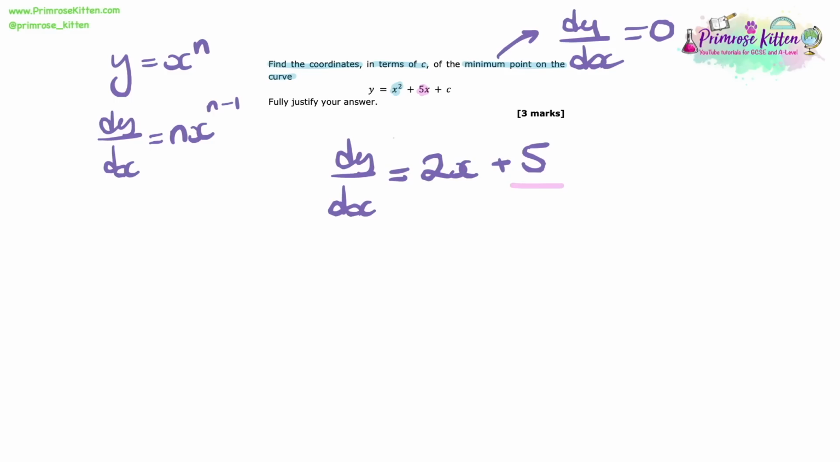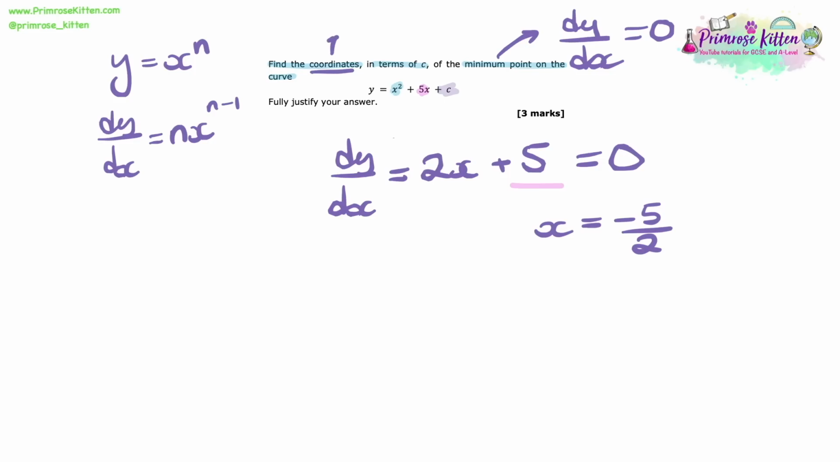Now let's have a look at differentiating the plus c. That's just plus a constant. That could be plus 2, minus 2, plus 1,000, whatever, it's all the same. We should really know that whenever we differentiate a constant, it just goes to 0. So when we differentiate c, it's just going to go away. Now we've differentiated, and because we're looking at a minimum, we can put this equal to 0. Rearranging this gives us that x equals minus 5 over 2.